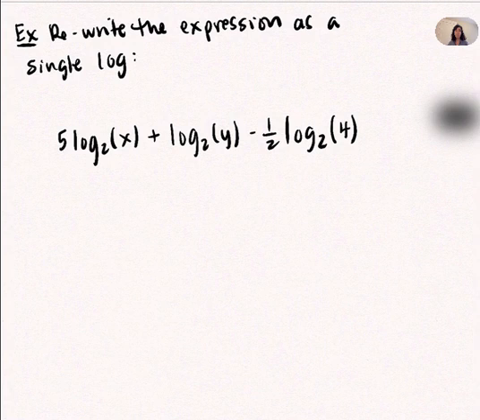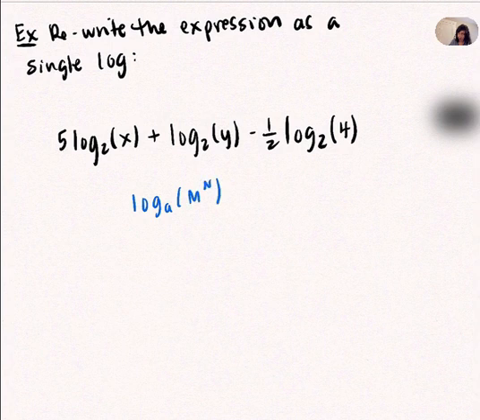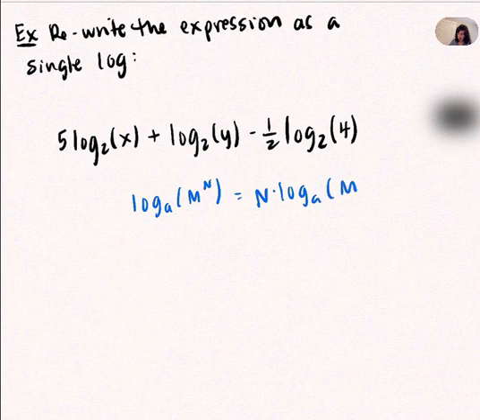Now the first thing I'm going to do is use the exponent rule. So we have this property that says that if you have log base a of m to the n, that's the same as n times log base a of m. Now for our purposes, notice that we have these numbers in front of logs. That's like the n here.